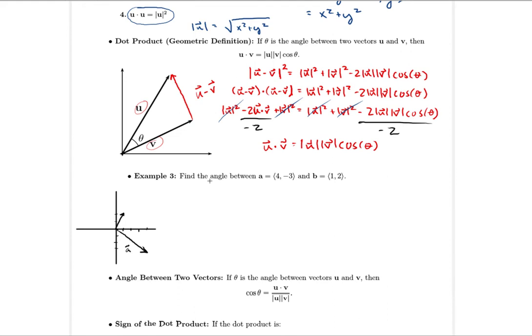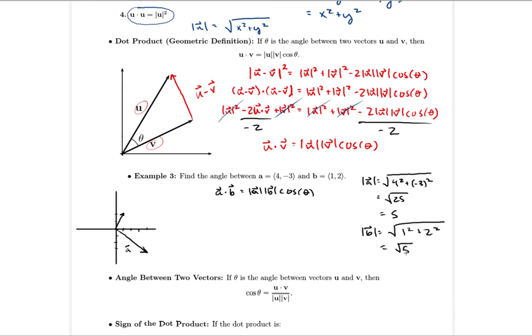So what we can do is calculate a dotted with b, and know that it's the magnitude of a times the magnitude of b times cosine of theta. All right, so let's figure out the magnitude of a. That's the square root of 4 squared plus negative 3 squared, which is the square root of 25, which is 5. And the magnitude of b is the square root of 1 squared plus 2 squared, which is the square root of 5. And a dot b is 4 times 1 plus negative 3 times 2, and that's going to equal 5 square root of 5 cosine of theta.